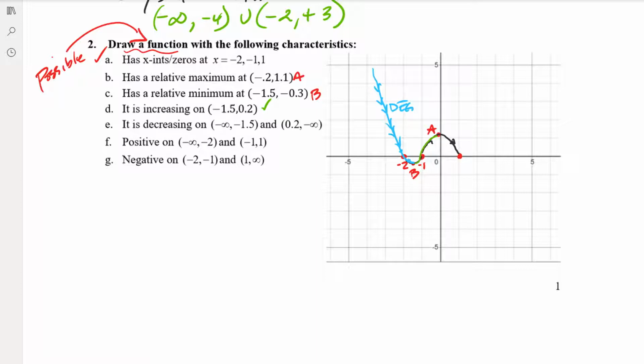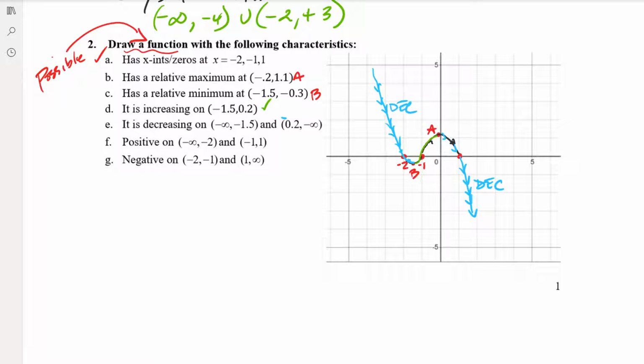And then it's decreasing from 2/10 to infinity. So from point A, which is at negative 2/10, sorry, it should be negative. That's a typo there. To negative infinity. So it's going to go down here, down here, down here, and then keep going down. It's decreasing to negative infinity, so decreasing there.